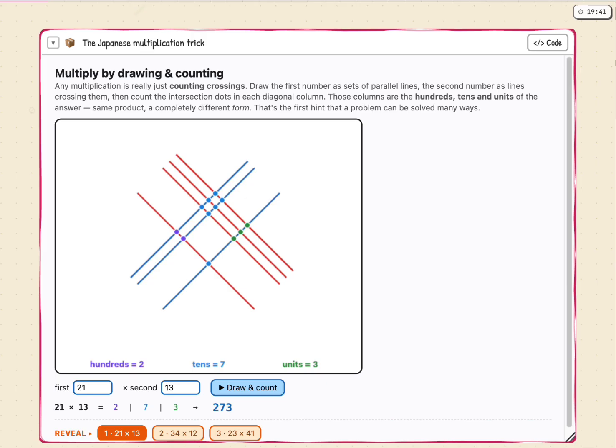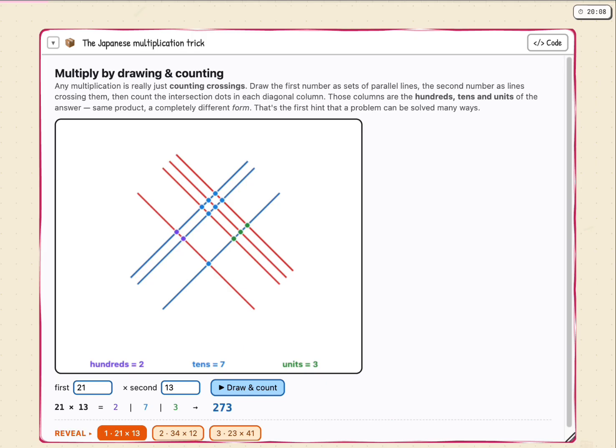Now I'm not suggesting you do your taxes this way. The point is deeper than the trick. We took a multiplication, pure arithmetic, and turned it into a geometry problem about counting intersections. Same answer, completely different form. That single idea, change the form and a hard problem becomes an easy one, is the thread that runs through this entire video and through all of machine learning. Let's see it again with a real world problem.